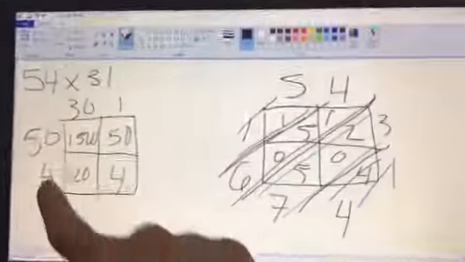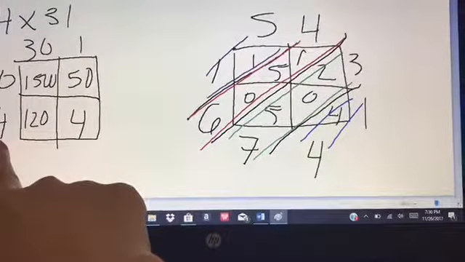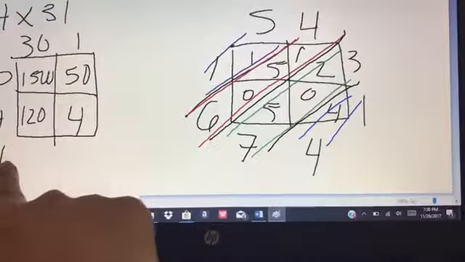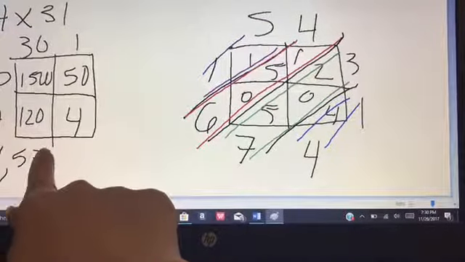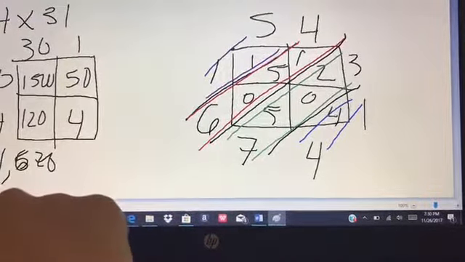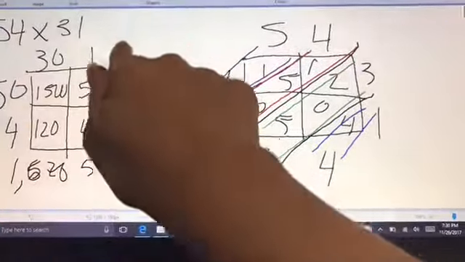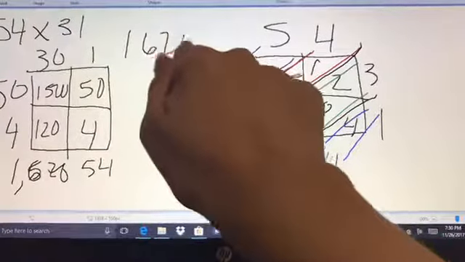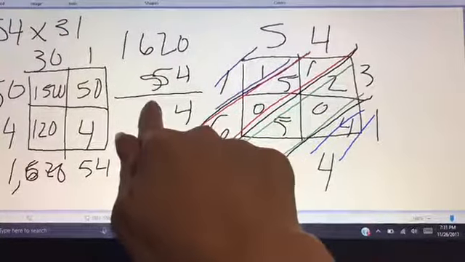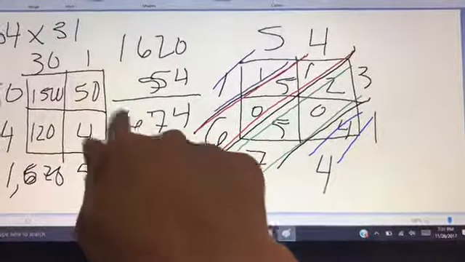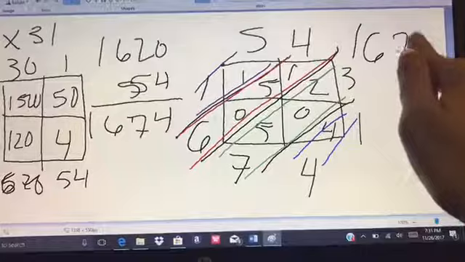Now if we were to go over here and add up these, it's going to give us the same number. We got 1,500 with 120. That'll give us 1,520. 620. And we got 50 plus 4, 54. 1,620 plus 54 is going to give us the same number as the lattice.